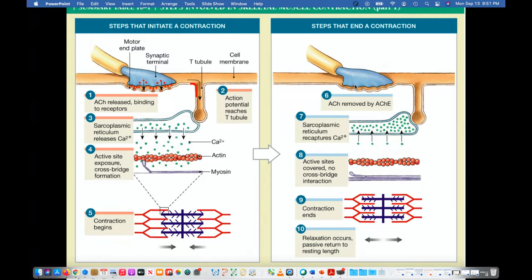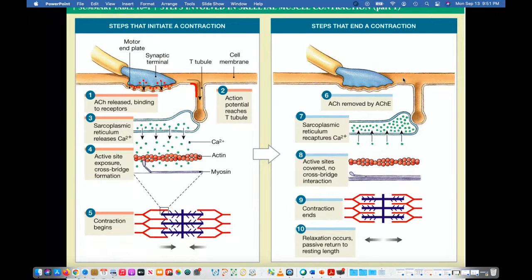Okay, now what's happening over here? How does the muscle contraction end? Well, what was it that initiated it? Well, we had this acetylcholine that was in the synaptic cleft. Well, let's get rid of it. So how do we get rid of acetylcholine? We get rid of acetylcholine by using an enzyme called acetylcholinesterase. Acetylcholinesterase is an enzyme that degrades and breaks down acetylcholine. We don't need it anymore.